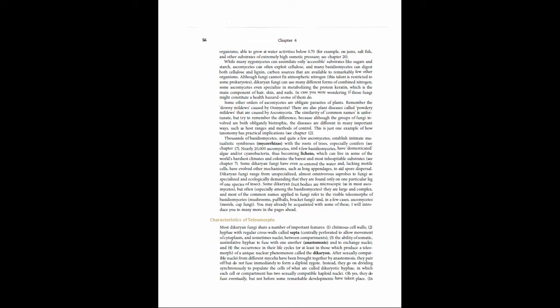Chapter 4. Organisms able to grow at water activities below 0.70, for example on jams, saltfish, and other substrates of extremely high osmotic pressure, see Chapter 20. While many zygomycetes can assimilate only accessible substrates like sugars and starch, Ascomycetes can often exploit cellulose, and many basidiomycetes can digest both cellulose and lignin, carbon sources that are available to remarkably few other organisms.